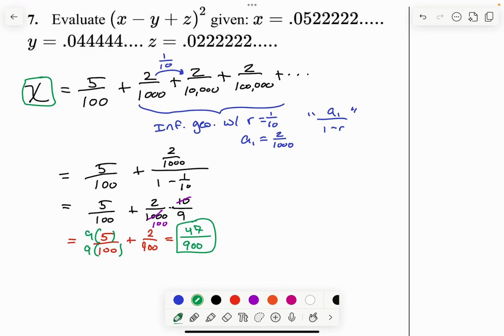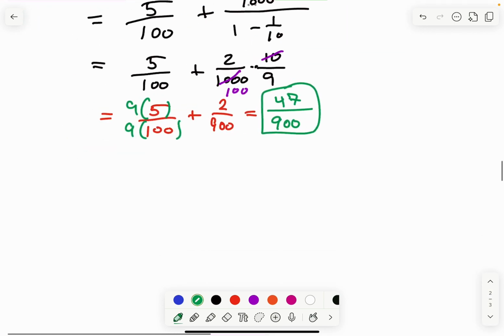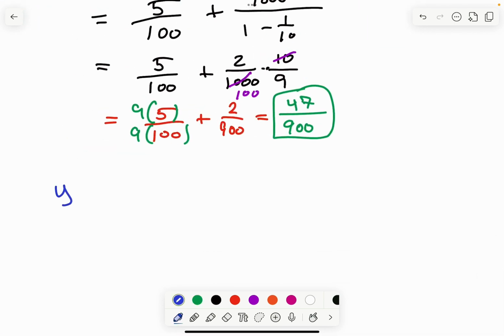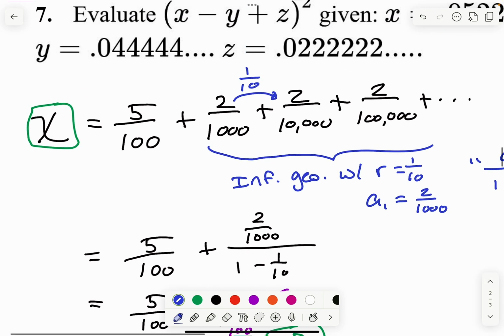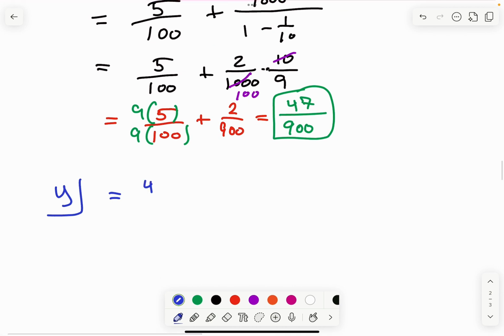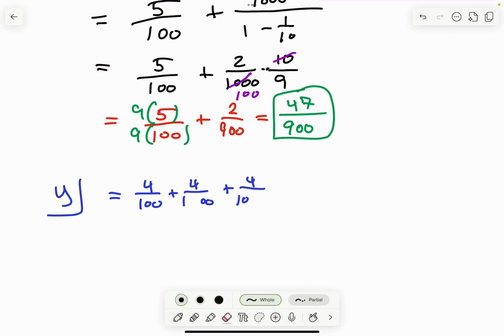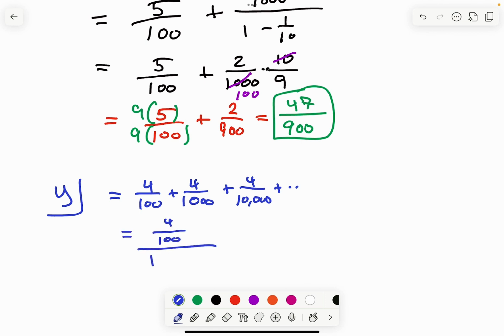All right, let's do y. y is 0.04 repeating. So y is equal to 0.04. So that's 4/100ths plus 4 thousandths, plus 4 ten thousandths. Sorry, I missed a term there. 4 thousandths, and then it's 4 ten thousandths, etc. So we'll use the same formula. This is our first term divided by 1 minus the common ratio, again, 1/10.